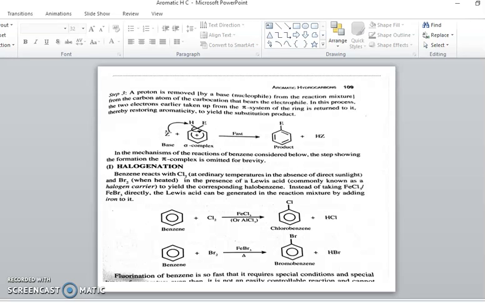I will discuss the reaction of halogenation. So halogenation, a typical example is benzene treated with chlorine in the presence of FeCl3 or anhydrous AlCl3 to form the molecule chlorobenzene.